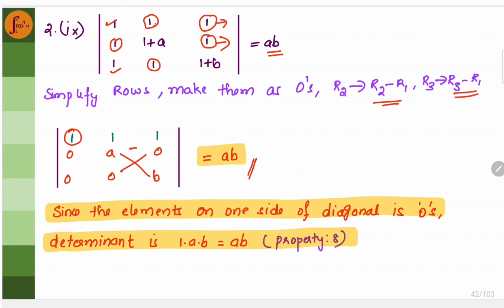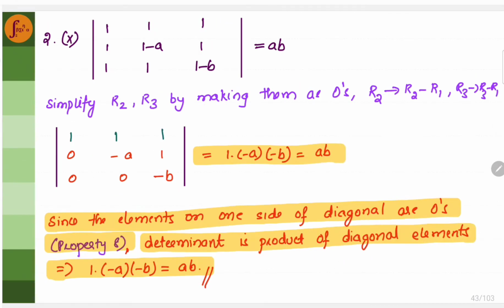So it becomes easy. But remember one thing, there is a property here, property number 8, which states that this is the principal diagonal. If there are zeros on one side of the principal diagonal, you have 3 zeros here, all zeros, right? Then the determinant is nothing but the product of all the elements. 1 into a into b is the determinant for this kind of a matrix, where on one side of the diagonal all are zeros. This is property number 8. This example is also similar, just that instead of 1 plus a, it's 1 minus a. Apply the same operations and use property number 8.